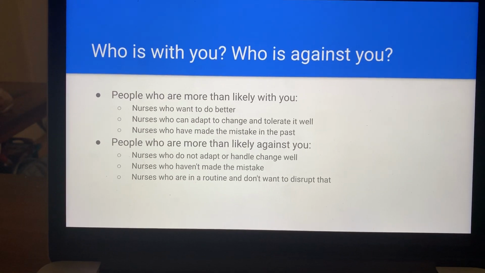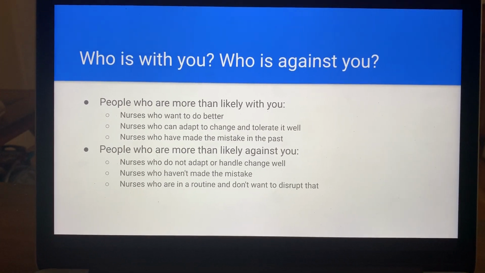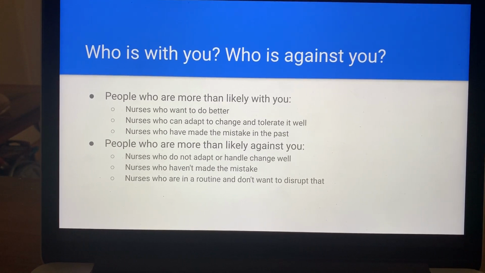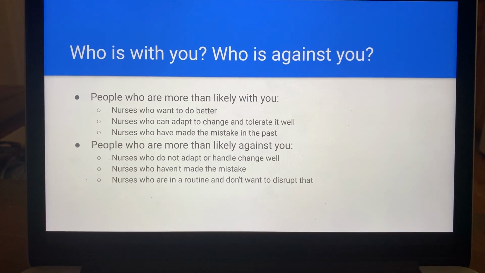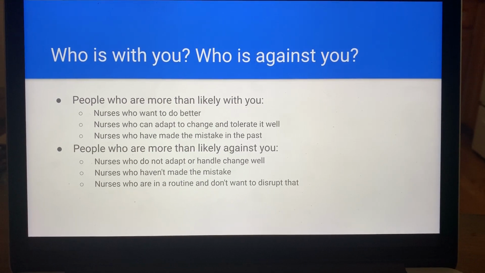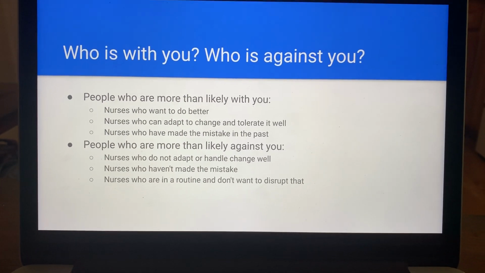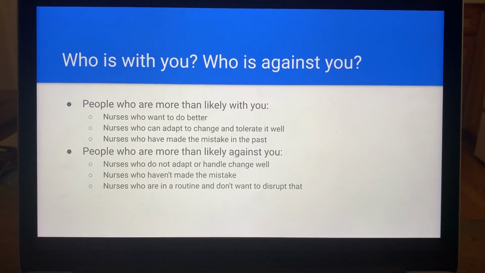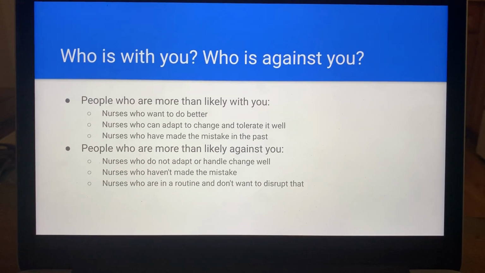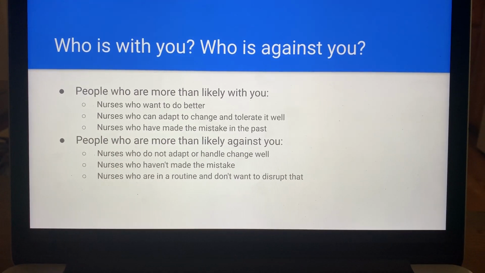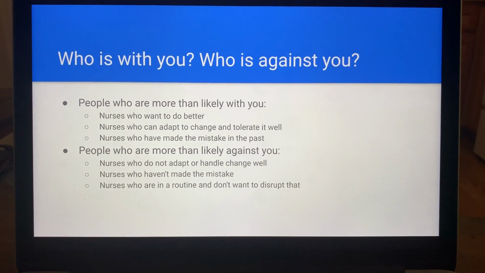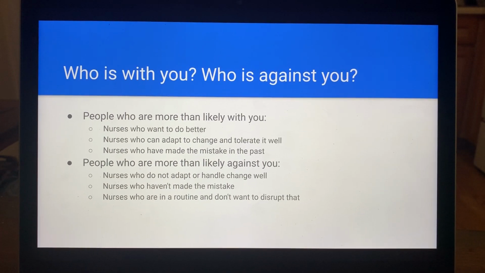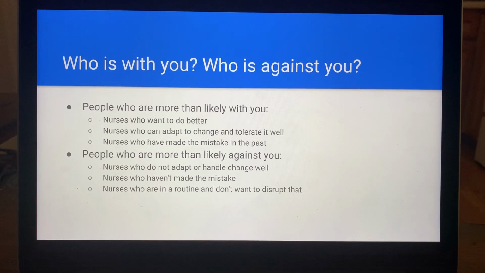So in one of the steps, you need to identify your supporters and opposers, so who is with you and who is against you. People who are more likely to be with you are nurses who want to do better, they want to better themselves, nurses who can adapt to change and tolerate it well. If you can adapt to change, you accept the change more often. Nurses who have made the mistake in the past, so they know how important and how dangerous it can be.